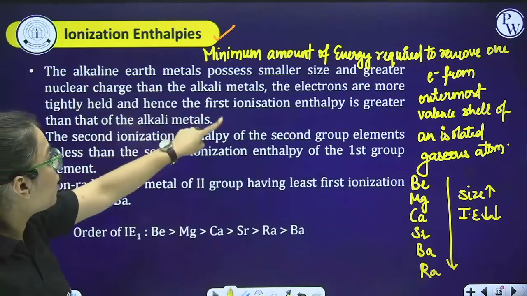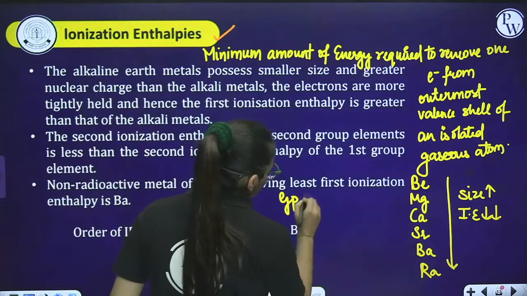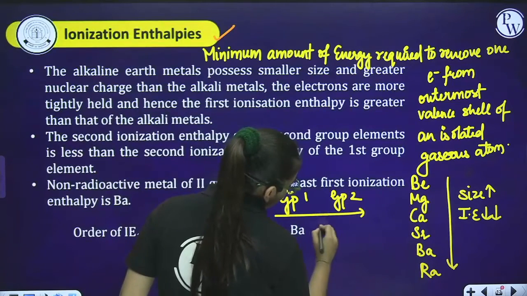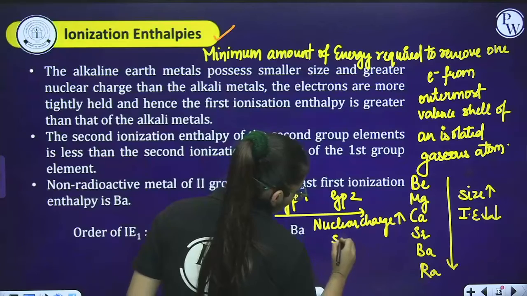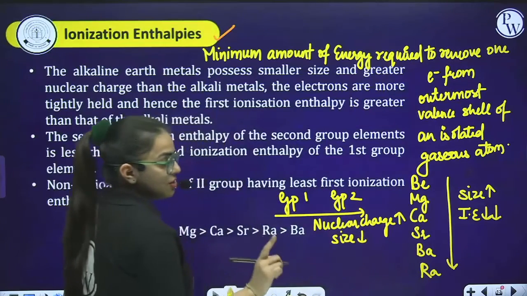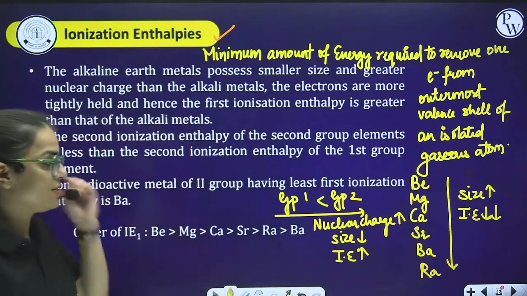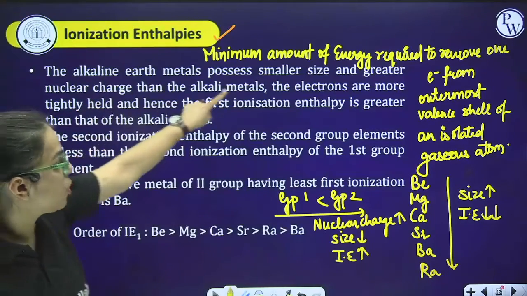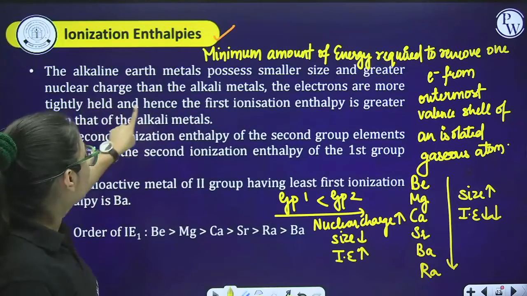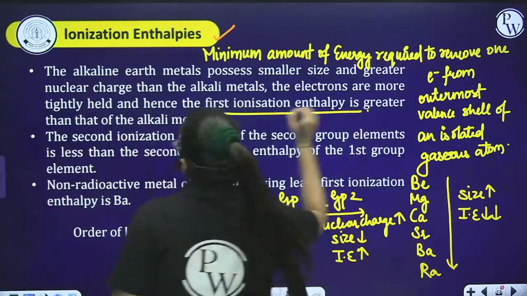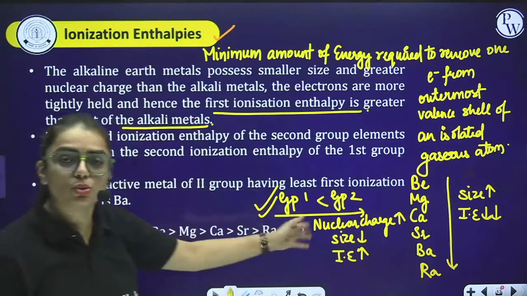Alkaline earth metals possess smaller size and greater nuclear charge than the alkali metals. Now they're comparing with group number 1. Let me tell you that also. If I write group number 1 and group number 2 over here, from left to right we know that nuclear charge is increasing, so size will decrease. Now, if size is decreasing, ionization energy and size being inversely proportional, ionization enthalpy will increase. That means group number 2 will have the highest ionization enthalpy. So the alkaline earth metals possess smaller size, I told you in the previous part, and greater nuclear charge than the alkali metals. The electrons are more tightly held, and hence the first ionization enthalpy is greater than that of alkali metals. See, this is what I have written now. They have the highest ionization energy compared to group number 1, right?